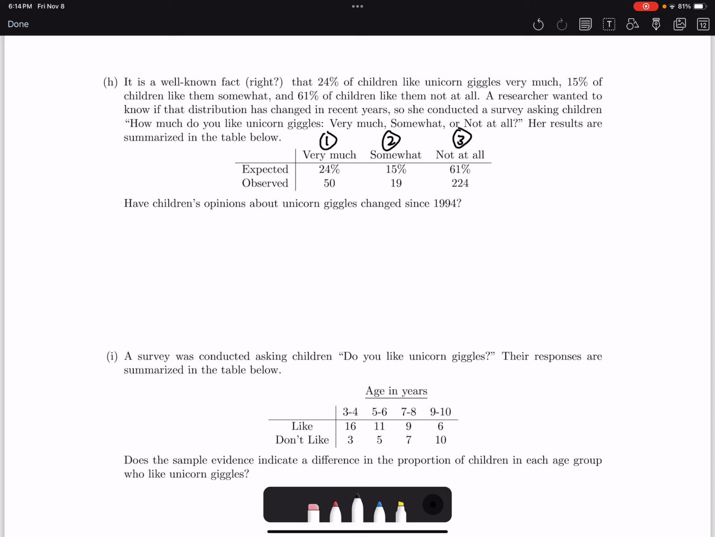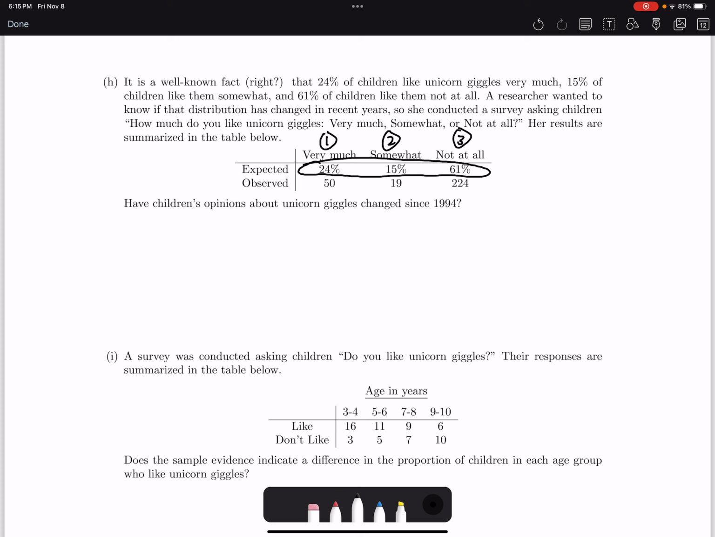So now I have to ask myself, okay, I'm testing more than two proportions. Should I be running a goodness of fit, or should I be running a test for homogeneity? We run the goodness of fit whenever we know exactly what the proportions are supposed to be in our null hypothesis. In this case, we want to know if the distribution has changed since 1994. Well, actually, the problem didn't say.